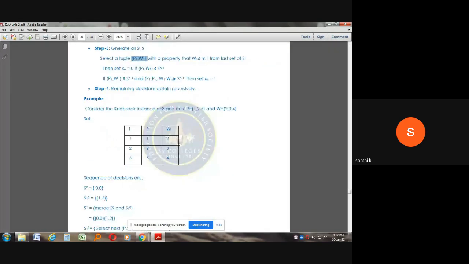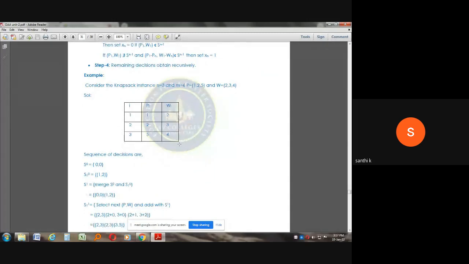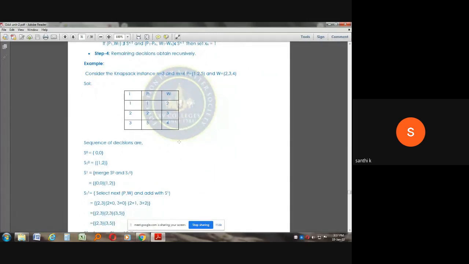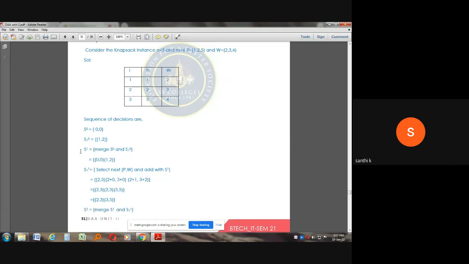So we will go through one problem so that you can understand. Let us consider the knapsack instance where n is 3 objects and the capacity of the knapsack is 6, with profits 1, 2, 5 and weights 2, 3, 4. So we are assuming initially S^0 is (0, 0).